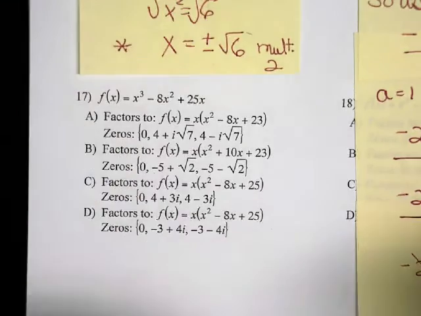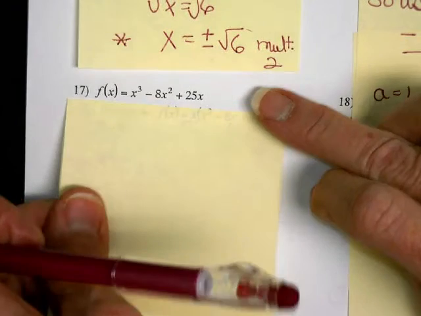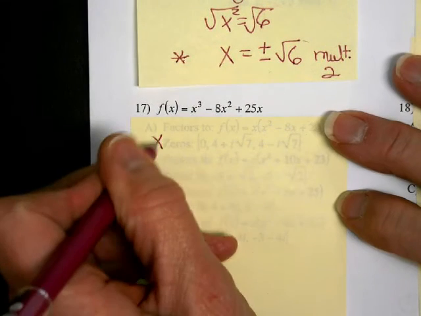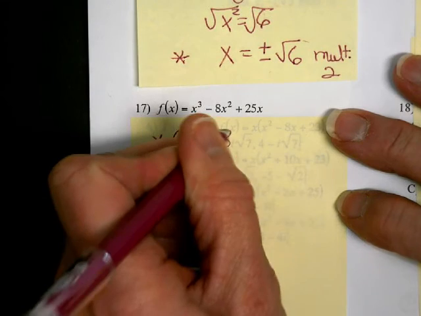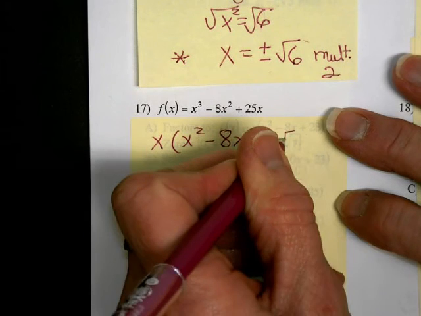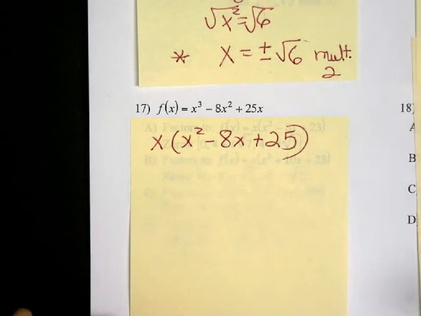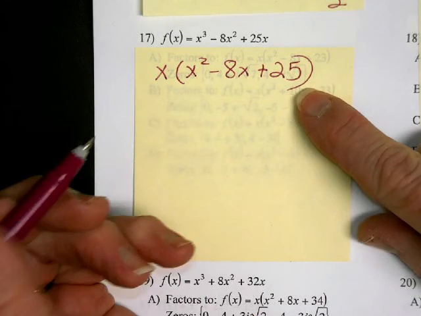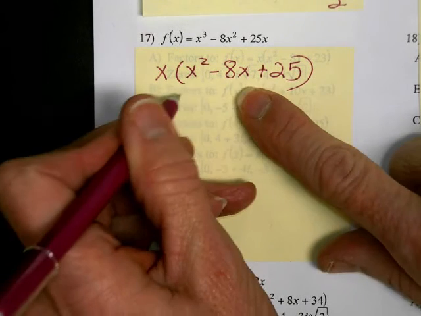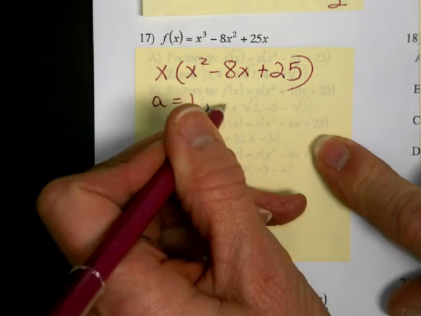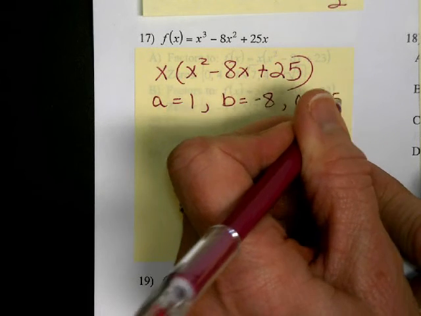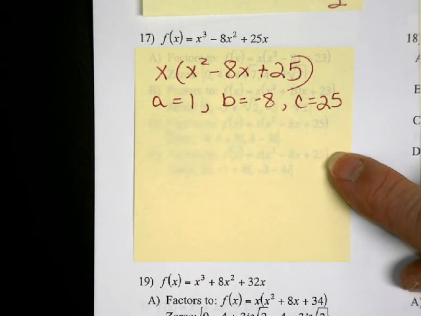So let's do 17, and then maybe I'll give you the answers for the rest. Looks like 17 may have an imaginary or a real number under the radical. Let's try it. On your test, I wouldn't waste your time seeing if there are factors of 25 that add to give you a negative 8. These are going to use the quadratic formula. So this makes up for not doing synthetic division.